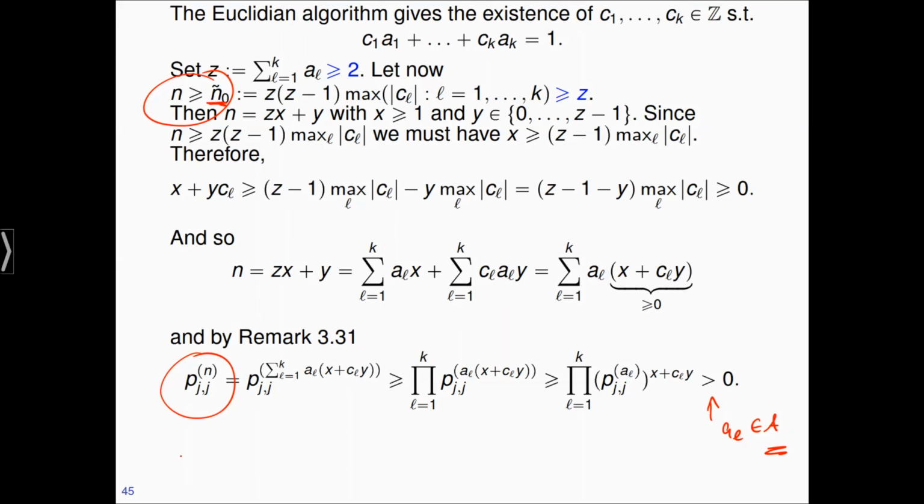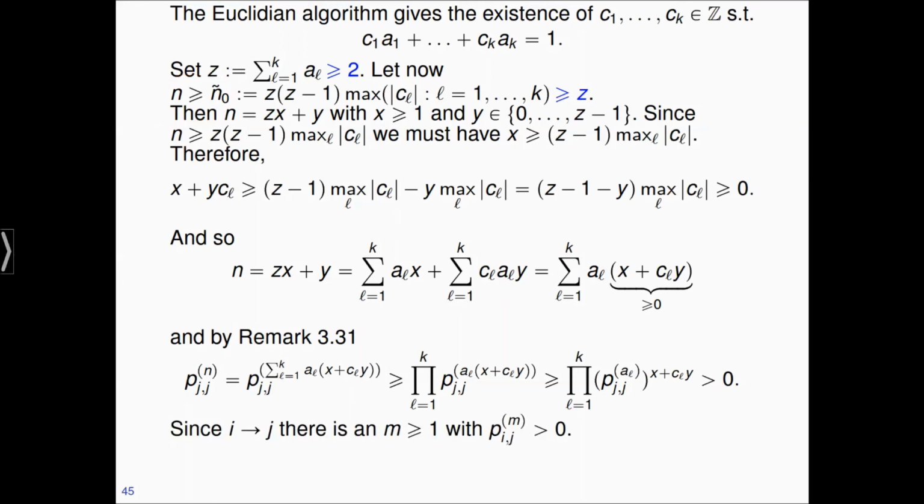Now recall that the theorem said that Pijn is positive for all n which are greater or equal n0, which may depend on i and j. So we have to do this final step now. To see this, notice that you can get from i to j, because we are in a communicating class, which means that there is an m such that Pijm is positive.